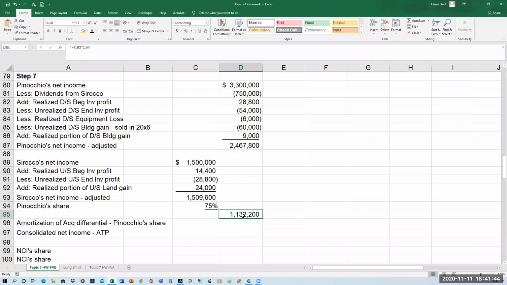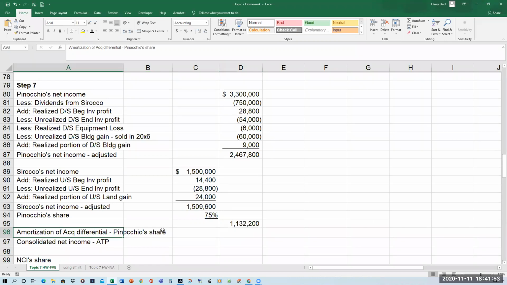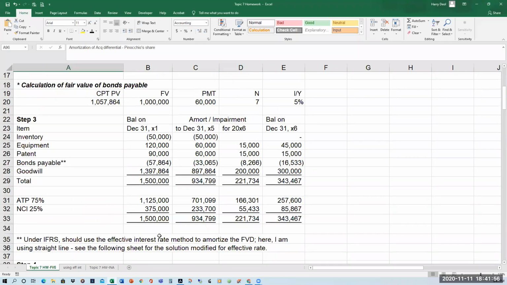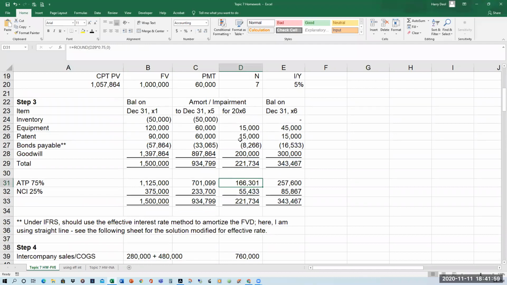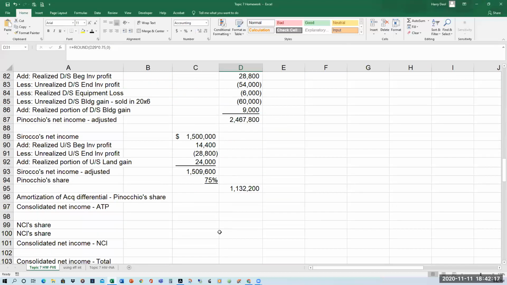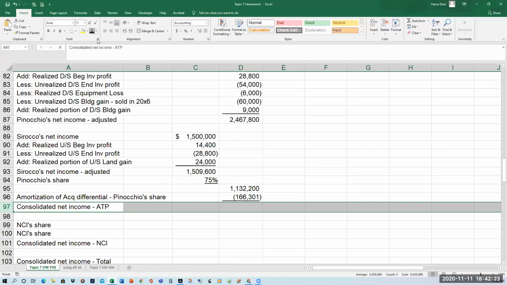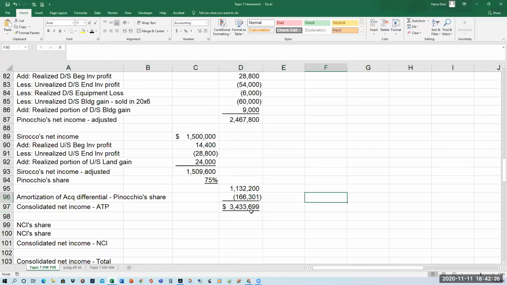Now, of course, this number was before accounting for the amortization of the acquisition differential. We want to take Pinocchio's share only. So if you go back and take a look at step 3, for the year 2006, the total amount of the amortization of acquisition differential amounted to $221,734, of which $166,301 is the amount attributable to the parent company, Pinocchio. This is the amount, $166,301, that you will subtract to get the consolidated net income attributable to the parent, 3,433,699.